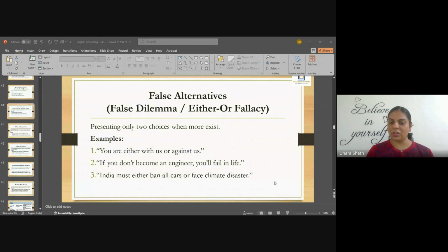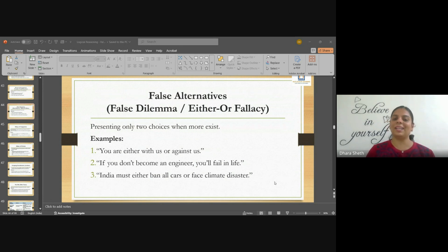Either-or fallacy has also been asked, and false alternatives has also been asked in exams, like given in options. Presenting only two choices when more exist. You are either with us or against us. There is a third place called being neutral, but that is not given here.